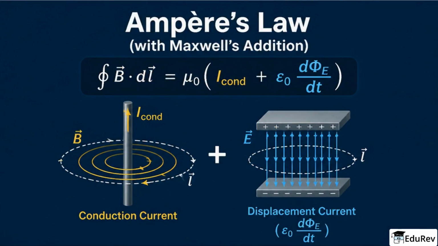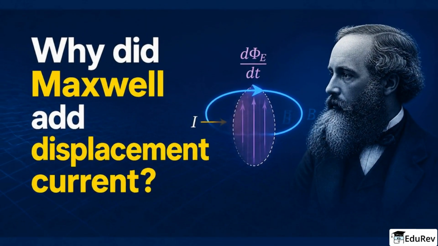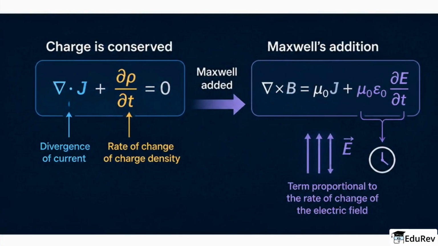Fourth, Ampere's law with Maxwell's addition links the magnetic field around a loop to both the conduction current and a new term called displacement current. Why did Maxwell add displacement current? Because charge must be conserved, and the original law did not always match that requirement. The continuity equation says the divergence of current plus the time rate of change of charge density equals zero. So Maxwell added a term proportional to the time rate of change of the electric field.